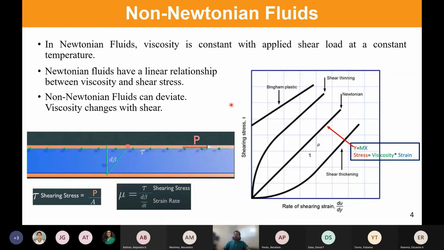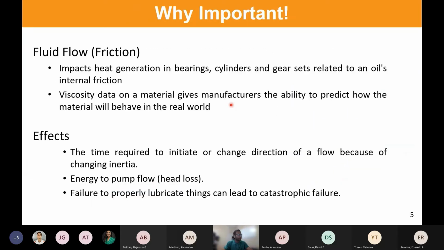But in our study, we'll mostly work with non-Newtonian fluids, because that's the realistic oil or liquid that you'll have to deal with in your career. Any questions so far? Okay. So why is viscosity important?